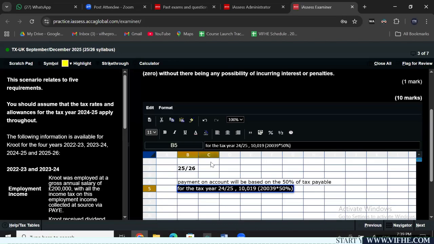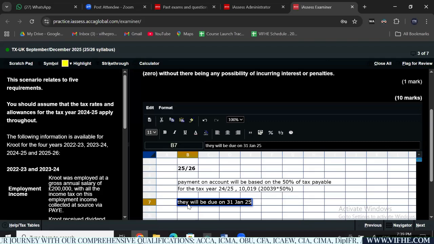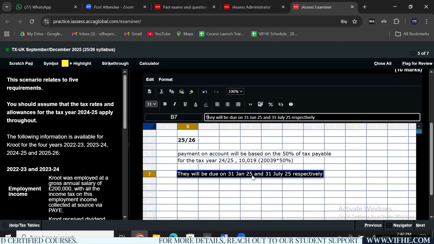And they have also asked in the question that you need to mention the due date for these payments on account as well. So I'll be mentioning the second point as they will be due on 31st of January 2025 and 31st of July 2025 respectively, right? So how many marks were associated with this? 2 marks, and I have made two valid points. I've mentioned the dates as well as the amount which is going to be due in each of these payments on account, right?